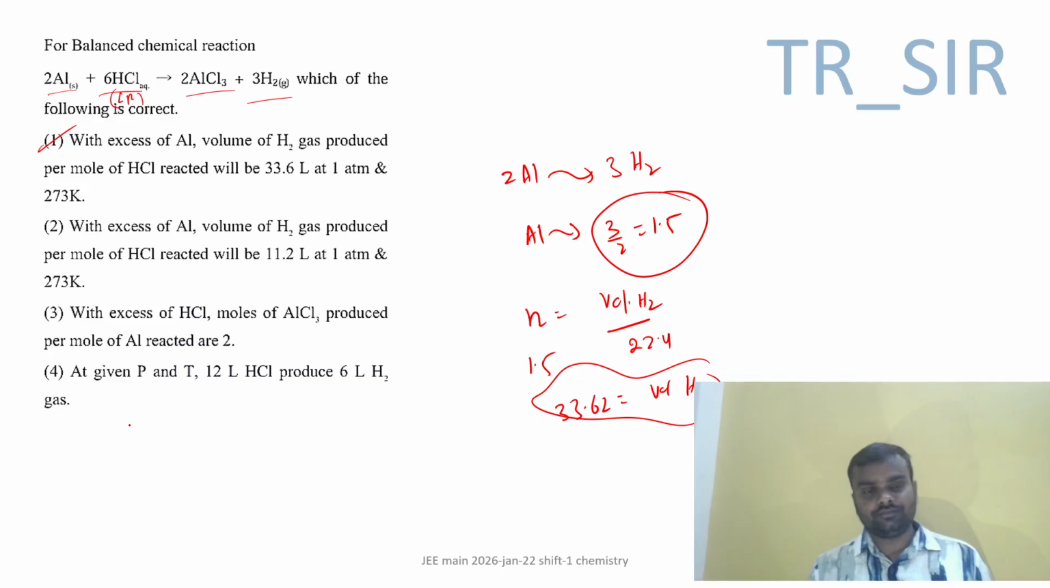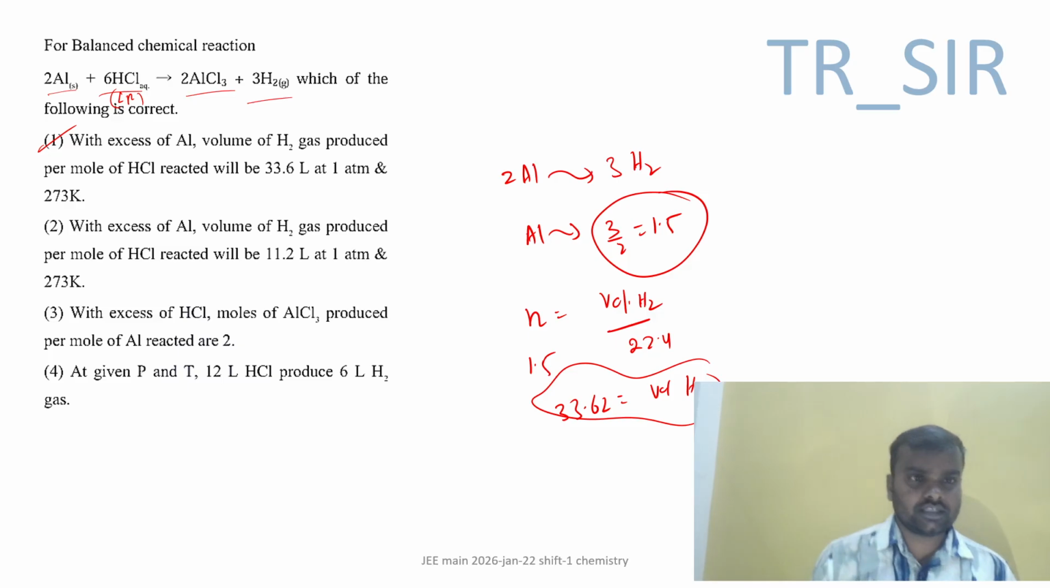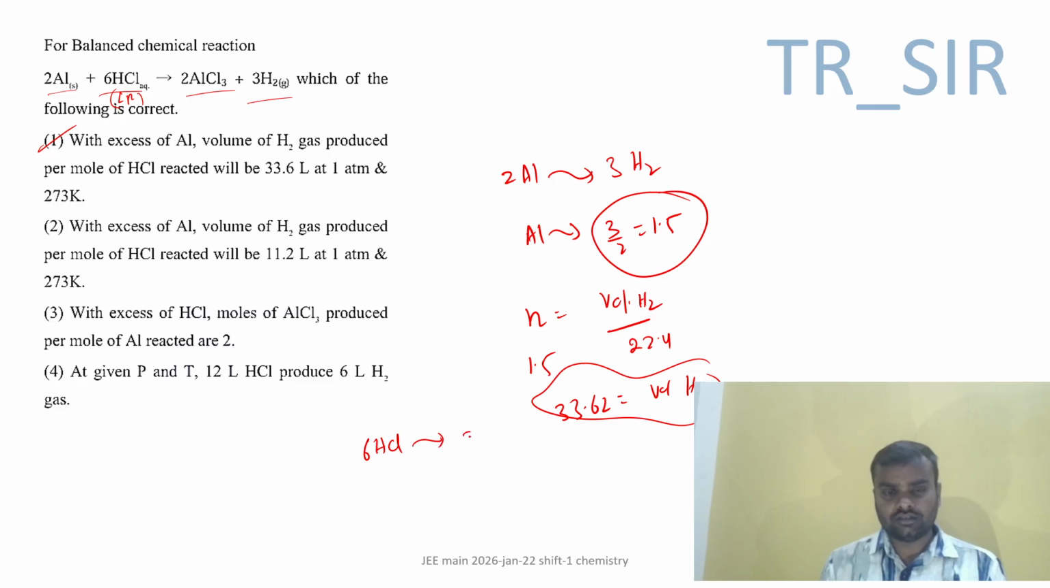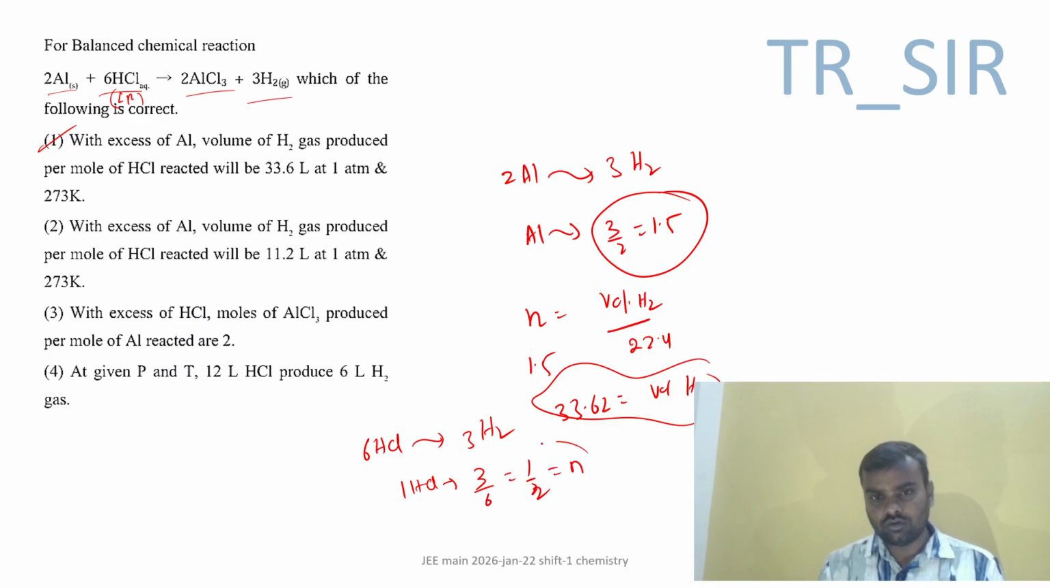Now, with excess of aluminium, volume of H2 gas produced per mole of HCl reacted will be 11.2 liters. In this case, 6 moles of HCl give 3 moles of H2. That means for 1 mole of HCl you are getting 3 by 6, that is 1 by 2 mole. Moles is equal to volume of H2 by 22.4, so the mole is 1 by 2, and the volume of H2 is 11.2.